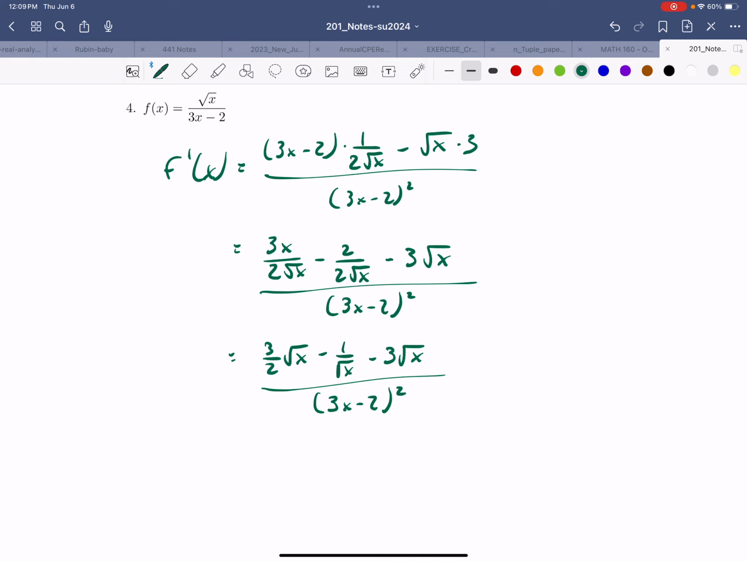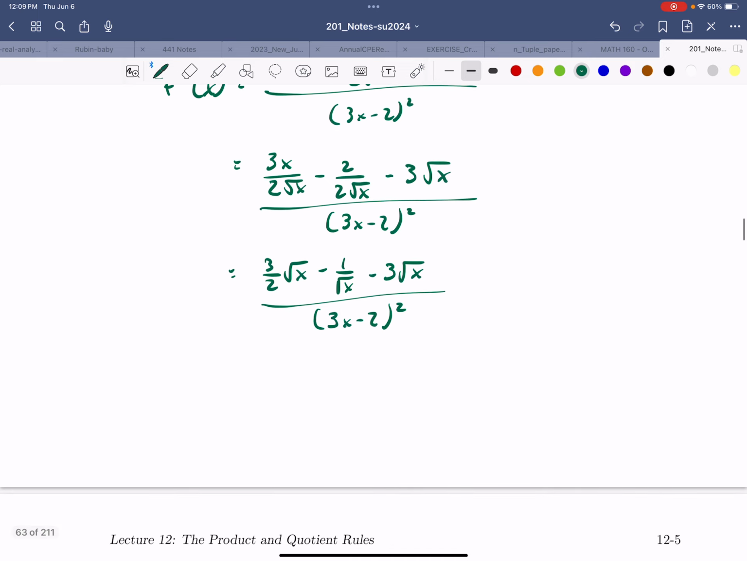And then we can keep simplifying a little bit more. 3 halves root x minus 3 root x, that's going to be negative 3 halves root x minus 1 over root x, all over 3x minus 2 squared. We can actually go a little bit more. If we multiplied the top and the bottom of this big fraction by root x, do that. The bottom's not going to be quite so bad.